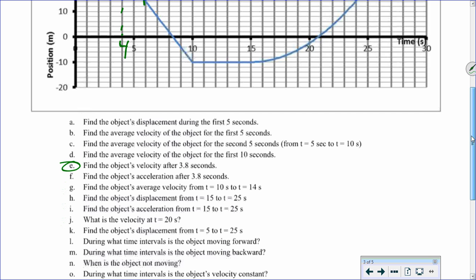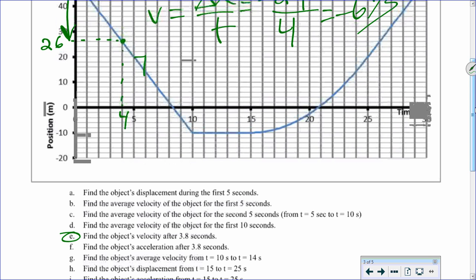All right, I says find the acceleration between t equals 15 and t equals 25 seconds. So here's my time interval, this green chunk here. Let me get rid of all this other green so you don't think that one has anything to do with the other.